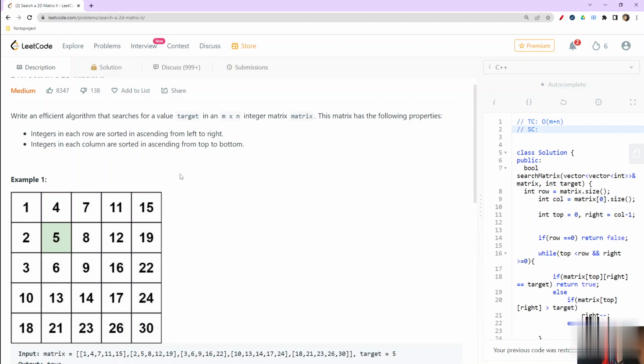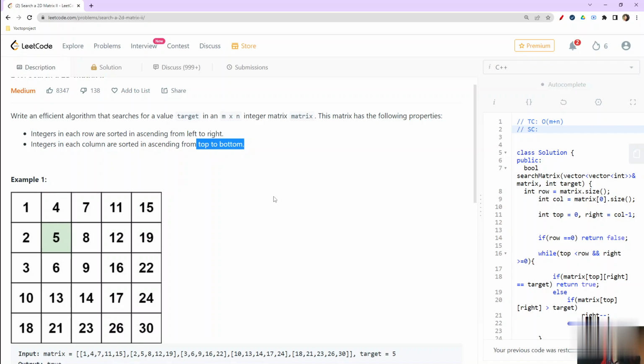What we are required to do is that we are given integers in each row which are sorted in ascending order from left to right, and the integers in each column are also sorted in ascending order from top to bottom. So in all this context we know that all the integers here are sorted and in ascending order. One is from left to right and the other one is top to bottom.